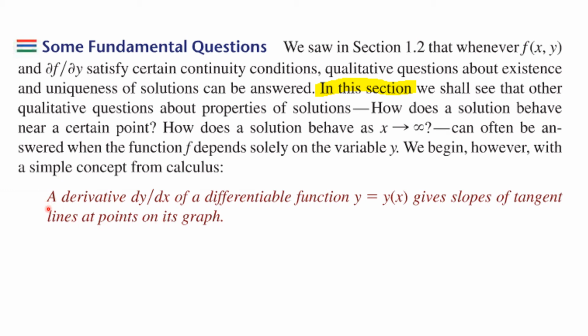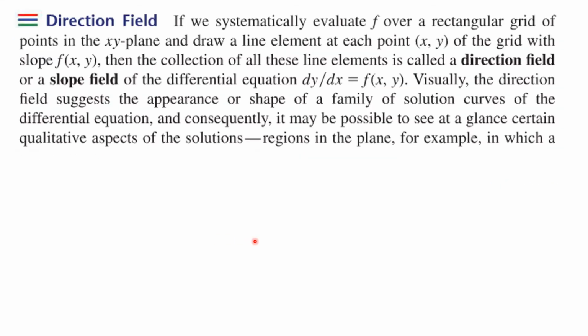Let's begin by reminding ourselves that a derivative dy/dx of a differentiable function is the slope of the tangent line at points on its graph. So what we're going to do is consider dy/dx = f(x,y), and systematically evaluate f over a rectangular grid and draw lines that have that slope. The collection of these line elements is called the direction field or slope field of that differential equation. Visually, the direction field suggests the appearance or shape of the family of solutions, and so we may be able to see at a glance how it behaves.